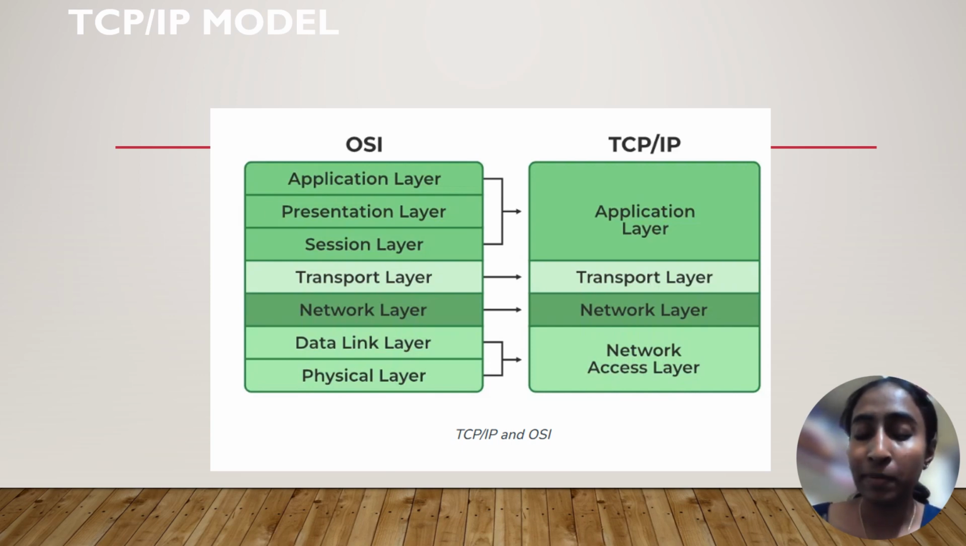In terms of replacement, changes can easily be done in OSI, whereas replacing the tools in TCP/IP is not as easy. And in terms of reliability, OSI is less reliable than the TCP/IP model, and TCP/IP is more reliable compared to the OSI model. So these are the few differences between the OSI and TCP/IP models.